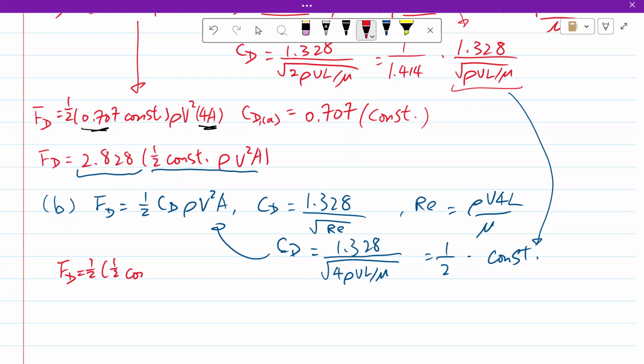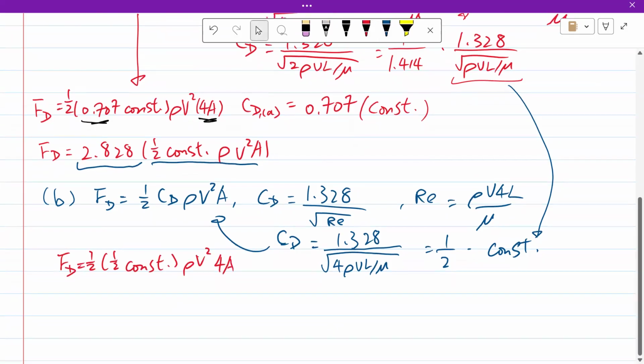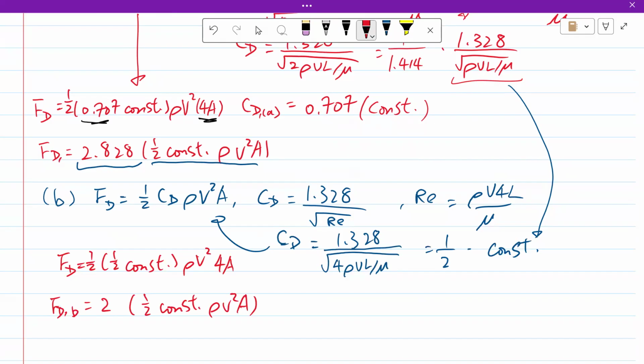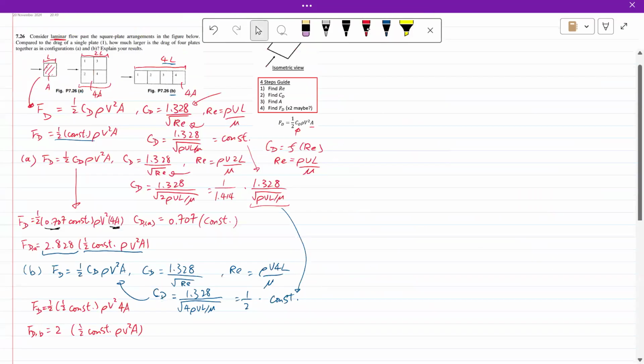So 1/2 constant rho V squared, again 4A, don't forget. And that's going to give us 5 times 4, 2 times half constant rho V squared A. Configuration compared to configuration A. So let's quickly walk through what we've done here.